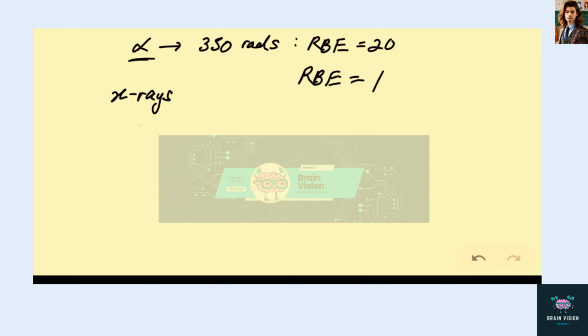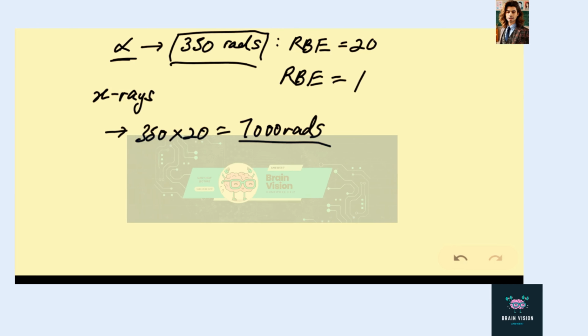And that will mean that the rads that is required, or the dose that is required, will be 350 times 20, which we should get 7,000 rads. So this is the amount of X-rays that's required in order to produce the same biological damage as 350 rads of alpha particle.